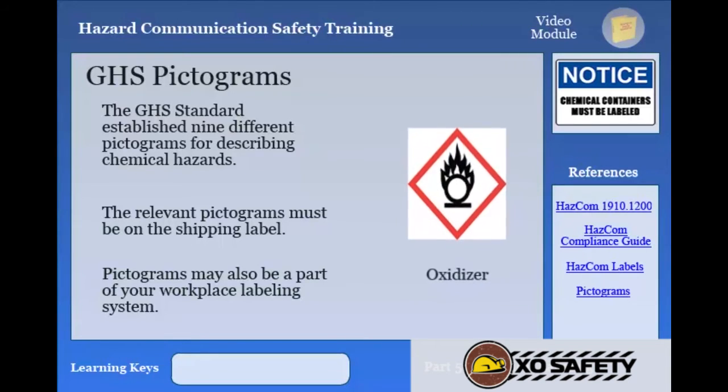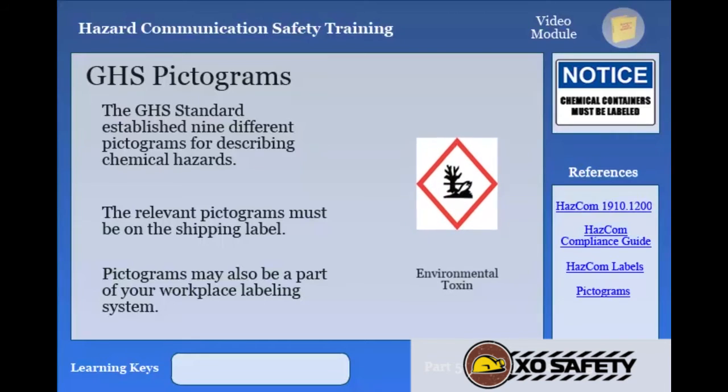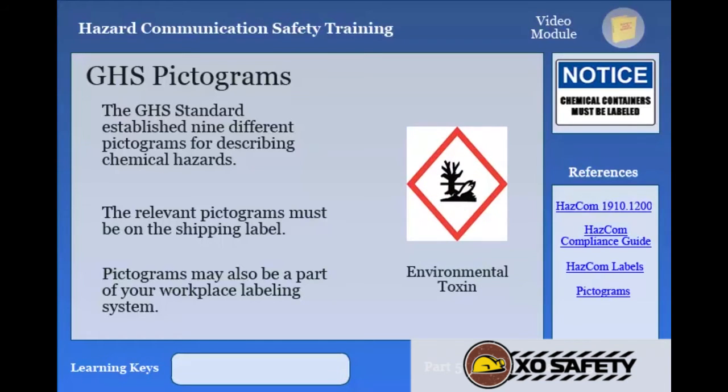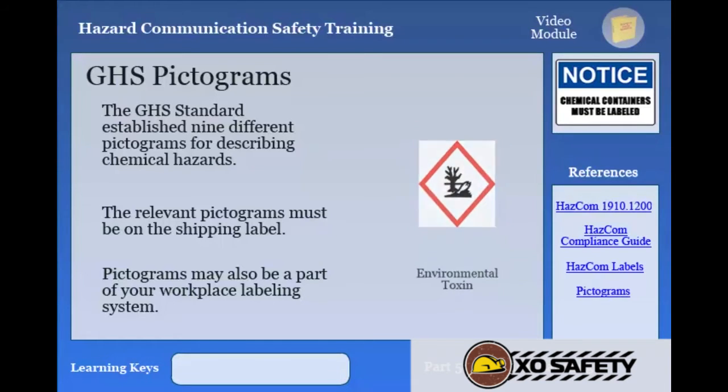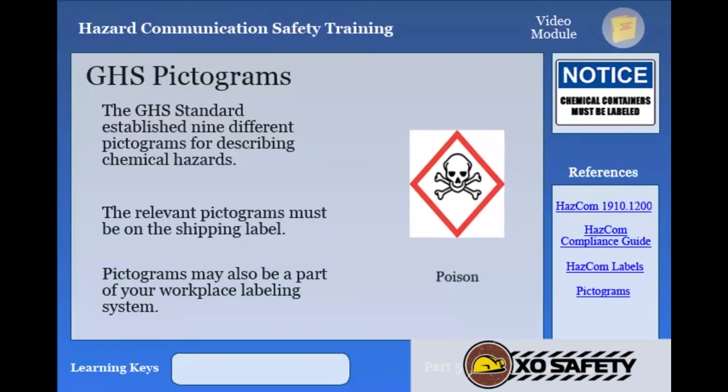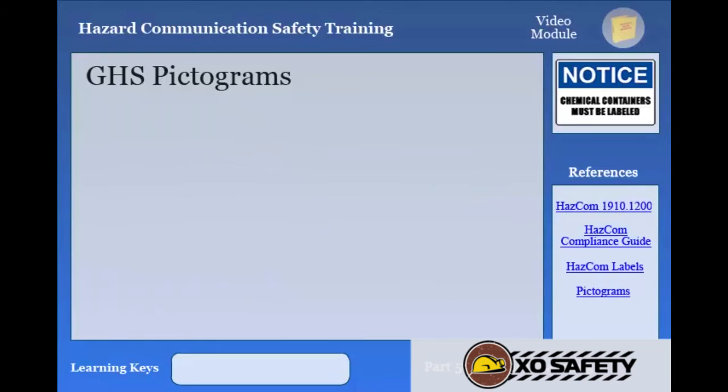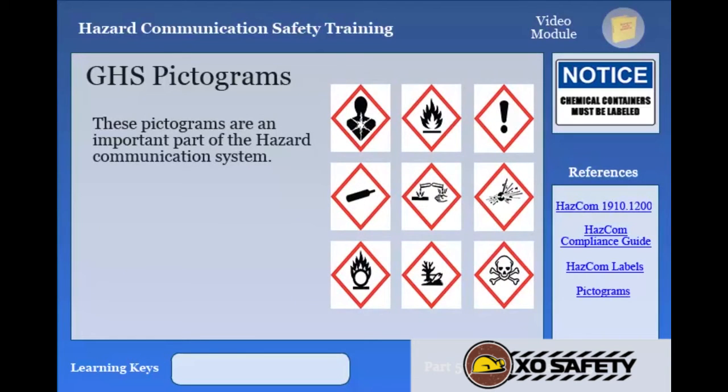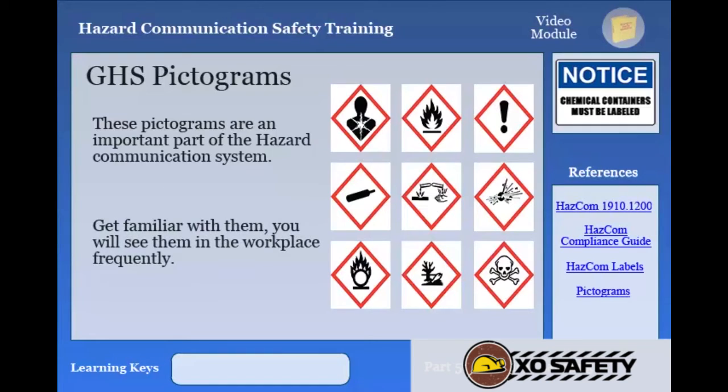The flaming O represents an oxidizer, which is a chemical that other fuels require to burn. The dying fish means that the chemical is an environmental toxin. And the skull and crossbones indicates that the chemical is a poison. These pictograms are an important part of the hazard communication system. Get familiar with them. You will see them in the workplace frequently.